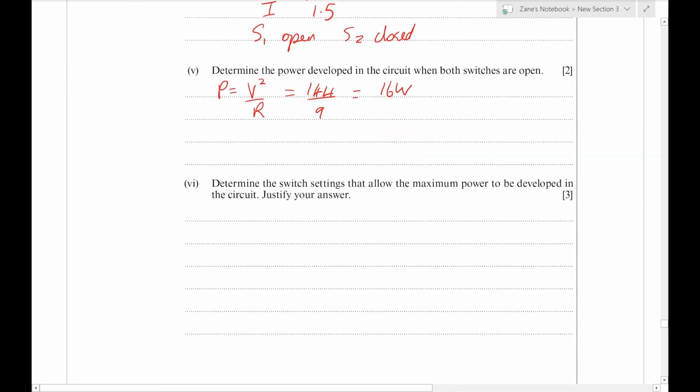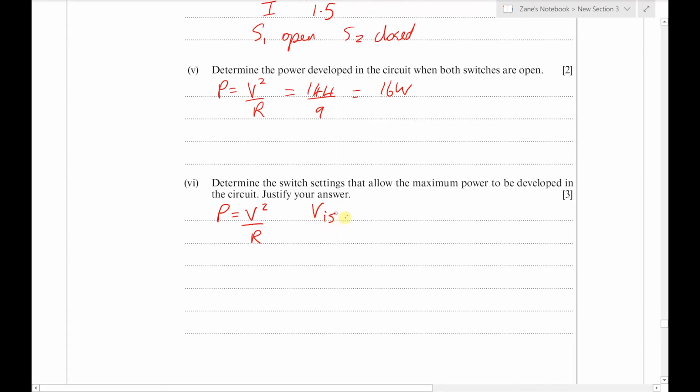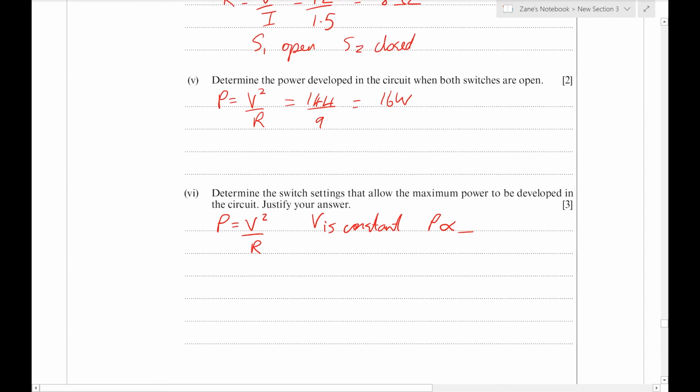Finally, determine the switch settings that allow the maximum power to be developed in the circuit and justify your answer. Well, a trial and error method works, where we could look at each combination of switches and work out the power in each case, but a much neater method is to look at that equation again, P equals V squared over R. Because V is constant, it's always 12 volts for the whole circuit there. Therefore, we can say that the power is inversely proportional to the resistance, and hence we need the smallest resistance to get the biggest power.